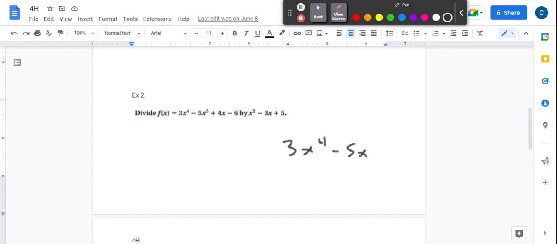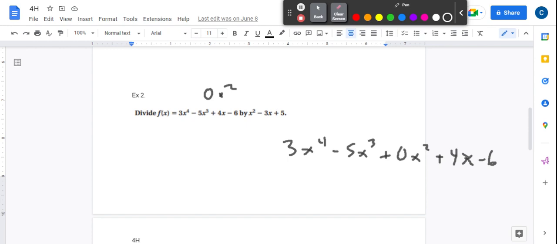minus 5x cubed plus 0x squared. We don't really have an x squared there, so it's really 0x squared. And we got to make sure we put that in there. Otherwise, this whole process is not going to work. Okay? And then we'll plus 4x minus 6 there.